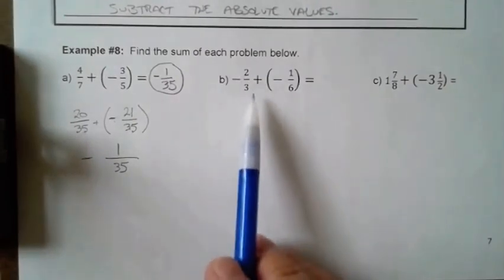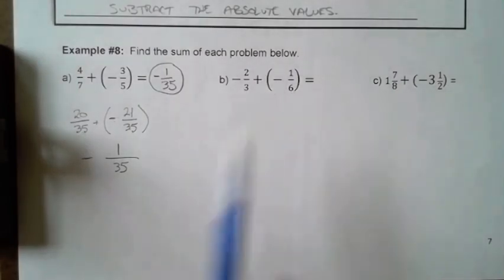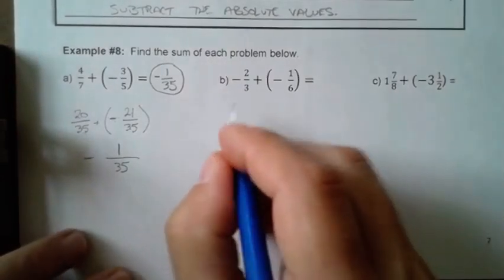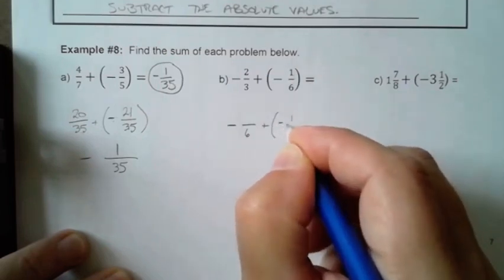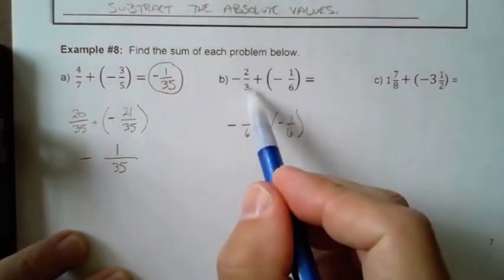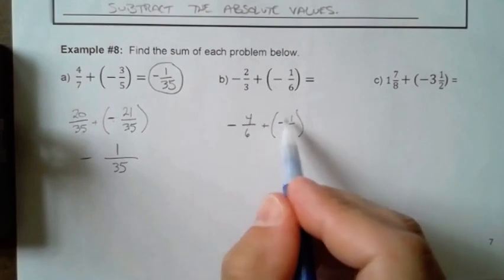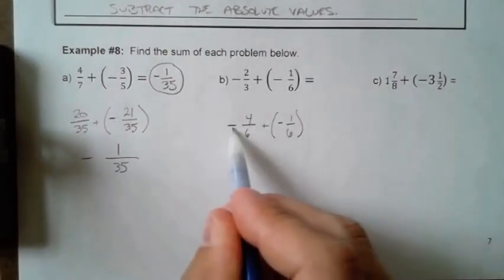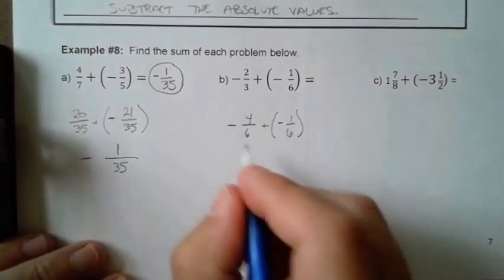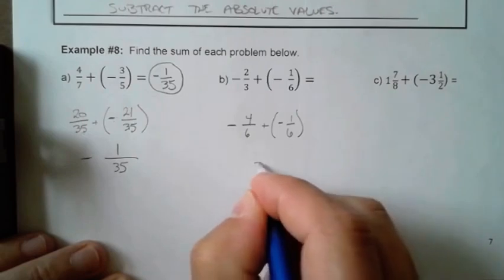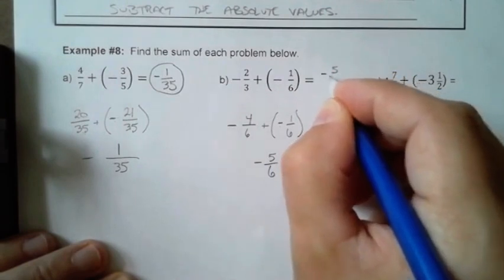Letter B, -2/3 plus -1/6. Again, the denominators are different, so let's get them the same. Thirds and sixths, let's keep sixths as our denominator. So this is going to be negative something over 6, plus I can keep -1/6 exactly the same. 3 times 2 is 6, 2 times 2 is 4. So we have -4/6 plus -1/6, and the signs are the same. Since they're the same, I'm just going to add the absolute values and keep that sign. -4/6 plus -1/6 is -5/6. So -2/3 plus -1/6 is -5/6.